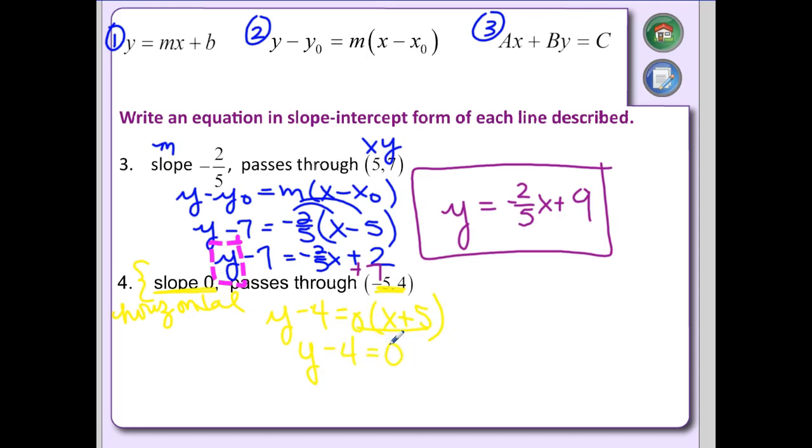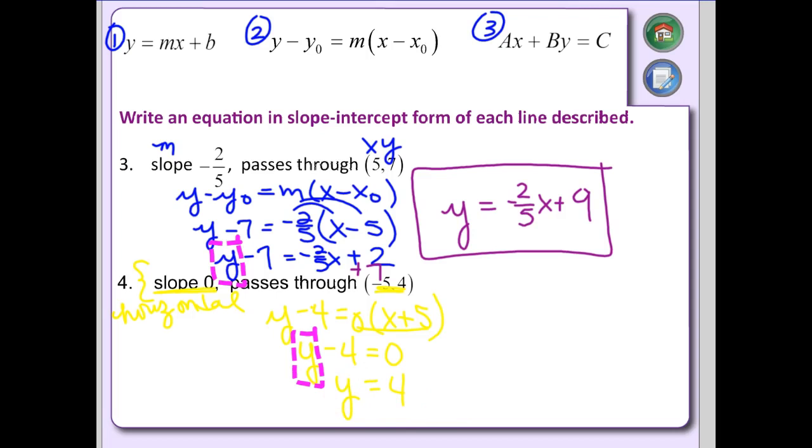Do we have y alone yet? Nope. We need to get this y by itself. Again, in order to do that, we're going to add 4. y equals 4. Hey, ladies and gentlemen, if all we have is y equals a number, what kind of line is that? Yes, that's a horizontal line. And that's just a good thing to recognize as we go through, some little things along the way.